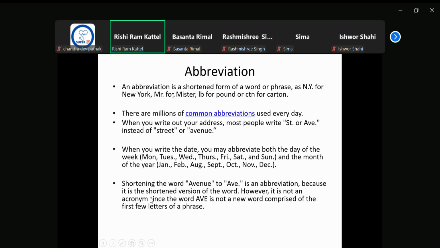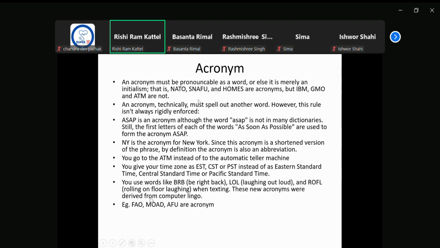An abbreviation is a shorter form of a word, like NY is New York, Mr. is Mister, LB is pound, CTN is carton, the million common abbreviations used every day. Like January, February, you have to write the short form. This is also abbreviation. Even AVE, the avenue, like I have already mentioned, and ATM, and also KG. These are abbreviations. Acronyms must be pronounced as a word, else it is merely an initialism. Like NATO and NAFO are acronyms, but IBM, GMO, and ATM are not.